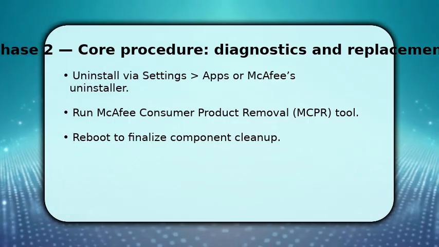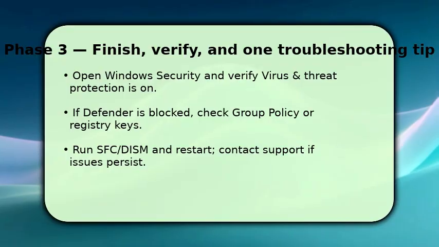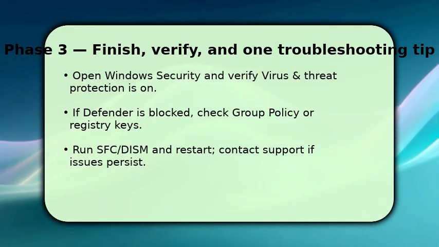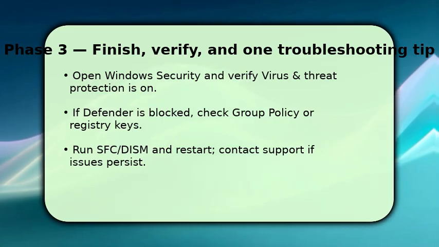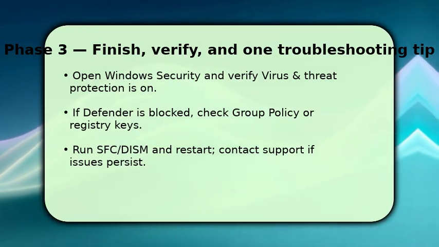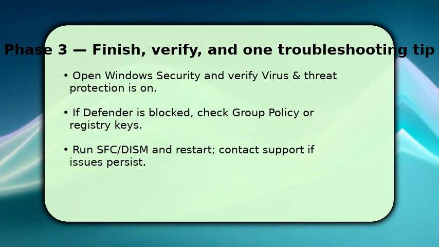You finish by enabling Windows Defender. Open Settings, Update and Security, Windows Security, then check Virus and Threat Protection to confirm real-time protection is active. Windows usually enables Defender automatically when no other antivirus is present.